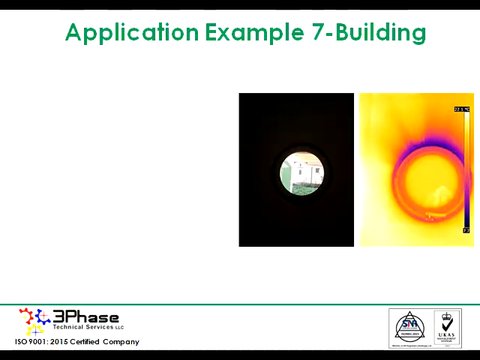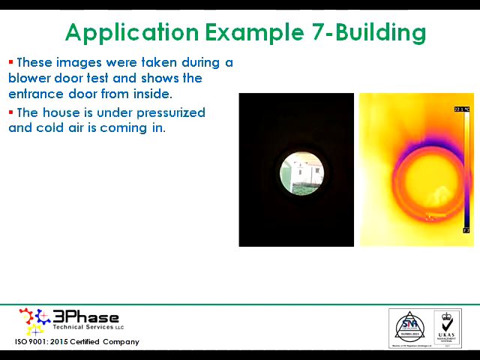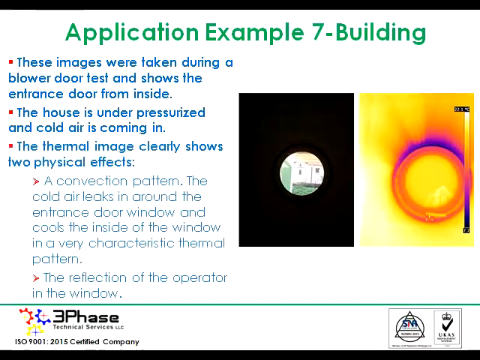Application example 7, building. These images were taken during a blower door test and show the entrance door from inside. The house is under pressurized and cold air is coming in. The thermal image clearly shows two physical effects. First, a convection pattern. The cold air leaks in around the entrance door window and cools the inside of the window in a very characteristic thermal pattern. Second, the reflection of the operator in the window.